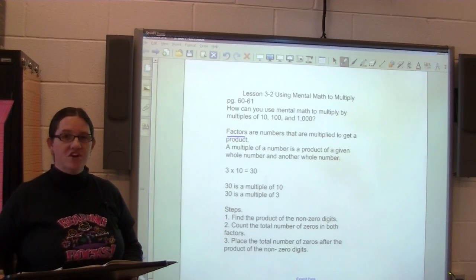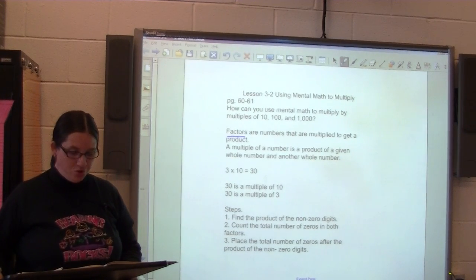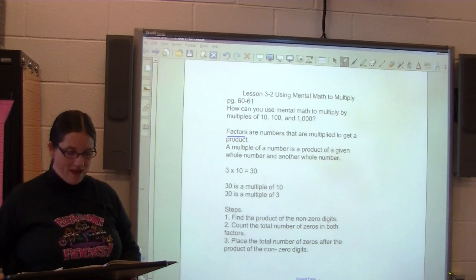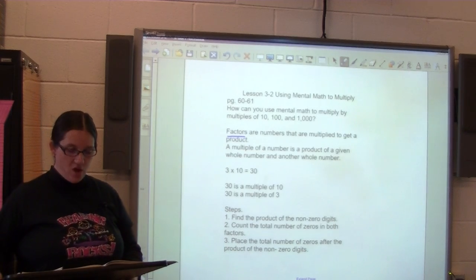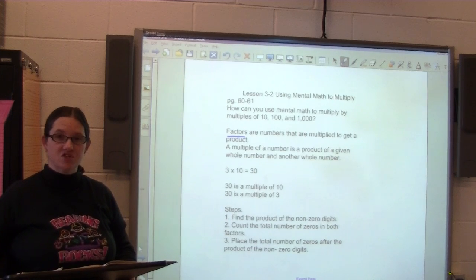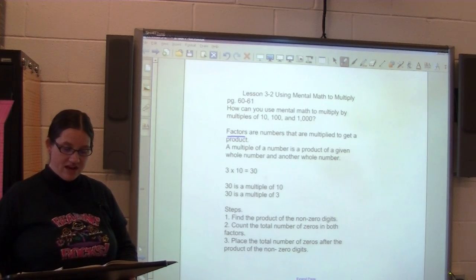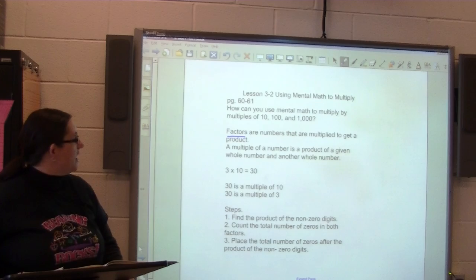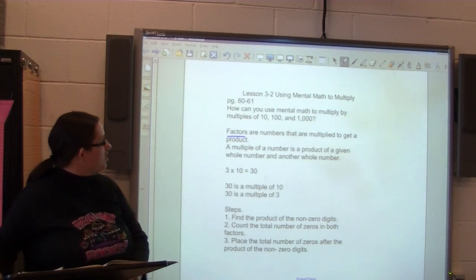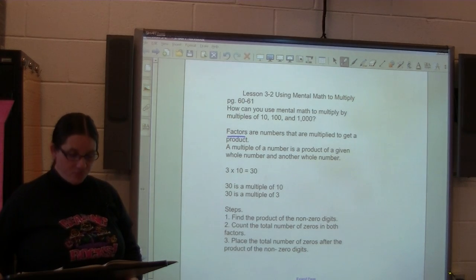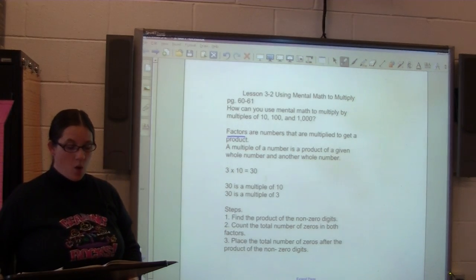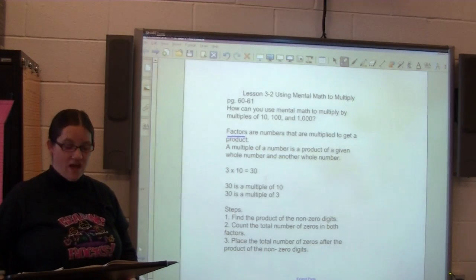Okay, fifth grade, today we're going to start lesson 3-2, which is using mental math to multiply, found on pages 60 and 61 in your textbook. So get your books open and spirals out next to it, and copy down the question for today. How can I use mental math to multiply by multiples of 10, 100, or 1,000?